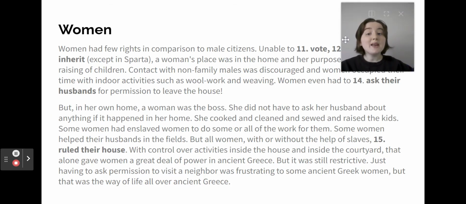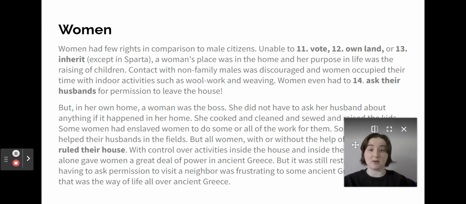Women had few rights in comparison to male citizens. They were unable to vote, own land, or inherit land, except in Sparta. And to inherit land means, for example, if my parents die, the land that they owned would be passed down on to me. But women weren't able to inherit land except in Sparta.